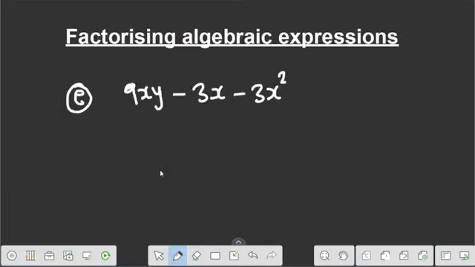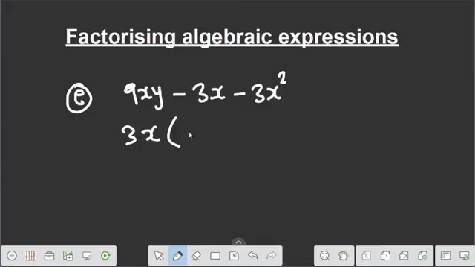Here is our third example. Factorize 9xy minus 3x minus 3x squared. So let's observe. We have 9, we have 3, we have 3. So what is the highest common factor of 9 and 3? It's a 3. Then in terms of the letters, we have x is common, x here, even x here. Then y, we don't have any y on these terms. So we're just going to factor out what? X. So we have factorized 3x.